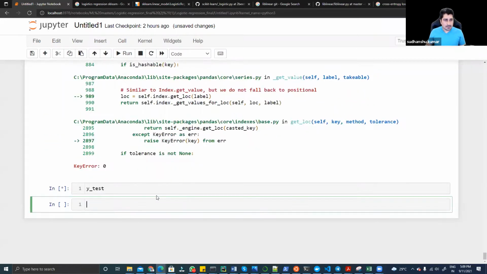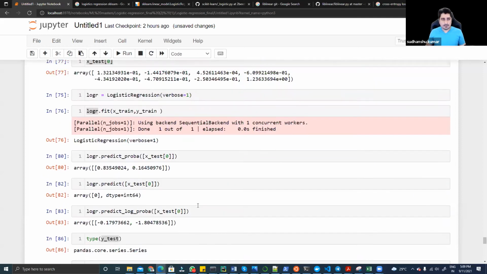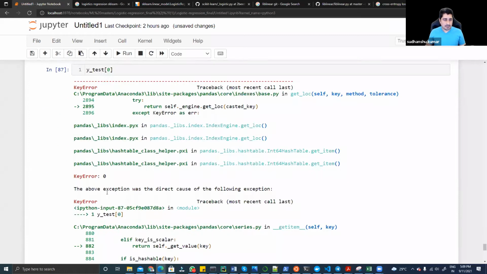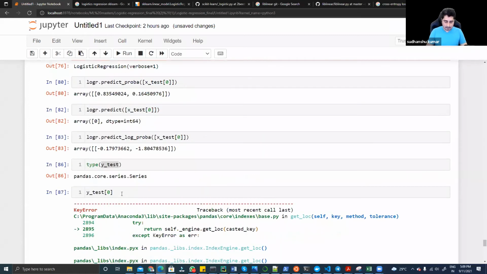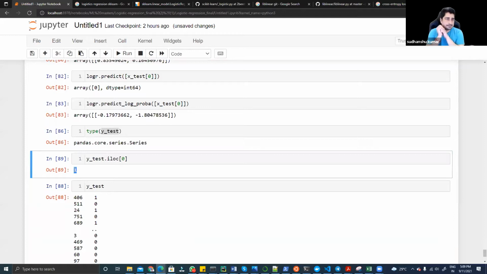406. y_test. Or maybe I can try dot iloc and then of 0. Okay, so what was the actual class? The actual class was 1. What is the result I'm able to receive? So can I say that I'm receiving a result equal to 0?